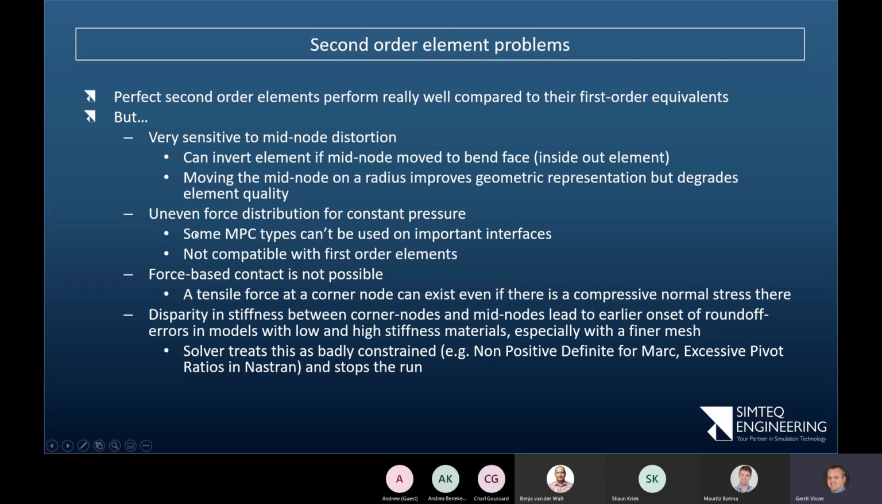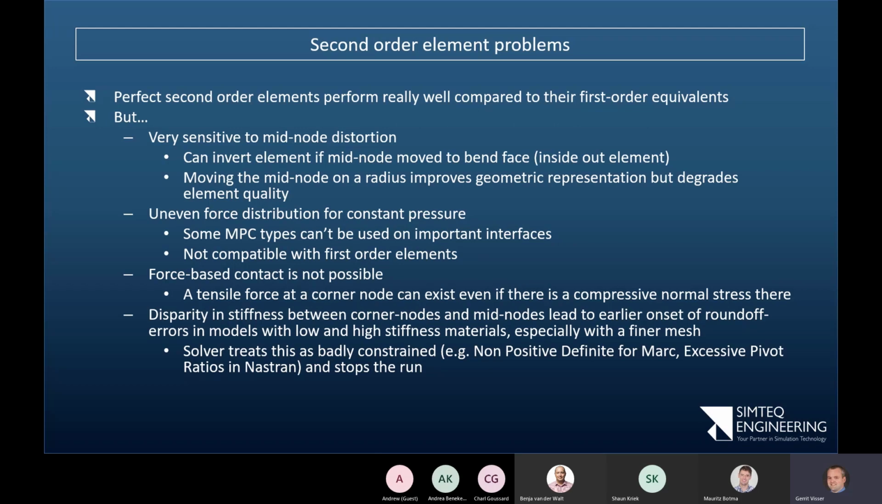Another one is there's a difference between the stiffness of the corner nodes and the mid nodes. In theory, that's not an issue, but we get certain models where it actually becomes an issue. If I run a model that's got something like rubber in some regions and steel in others, we get to the point where the solver at some point says this model is badly constrained. Actually, what it says is not that it's badly constrained. It simply says round-off error is becoming significant. And that's especially true the finer you mesh.